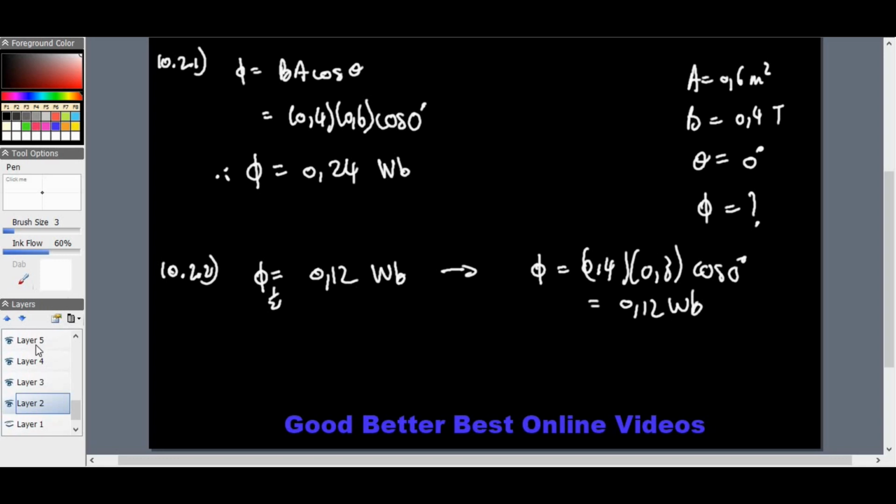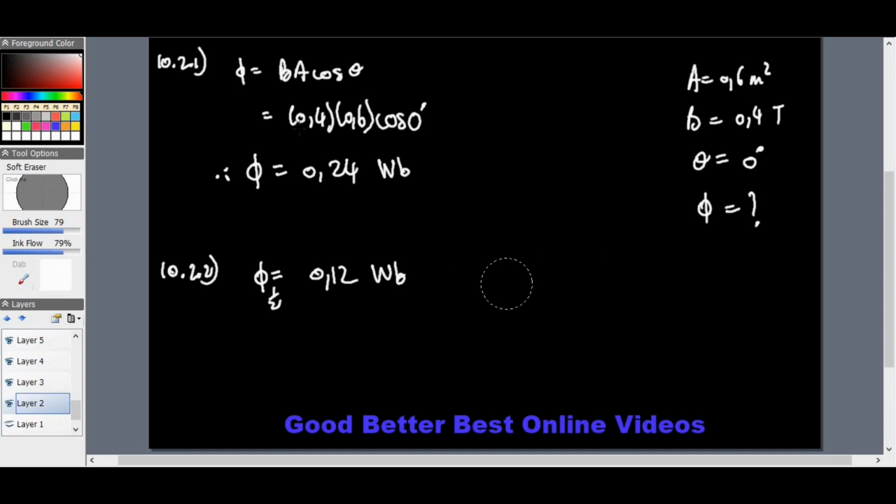Cool. I will just erase this so I can have space to work, because it's going to be quite a big calculation. So now we use the formula: EMF is equal to negative N times the change in the magnetic flux linkage, all divided by the change in time.